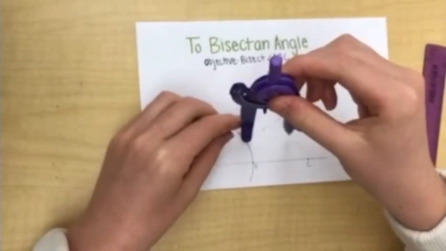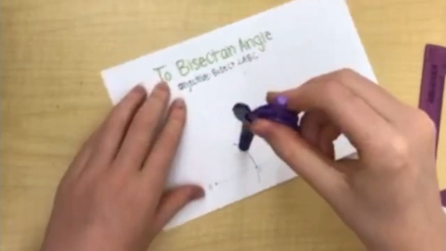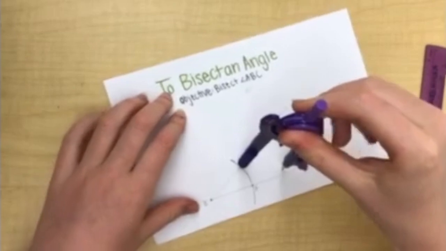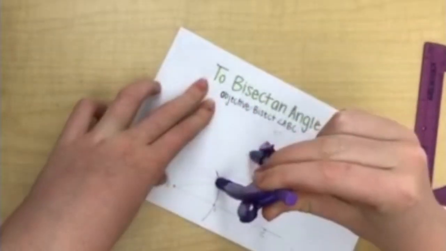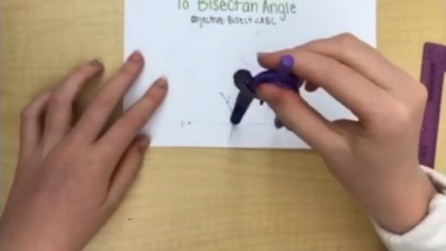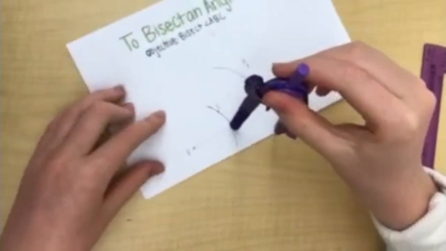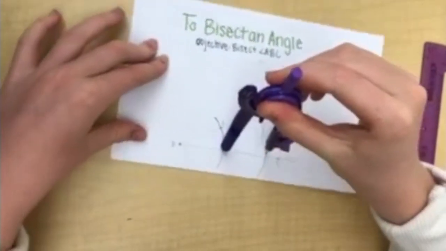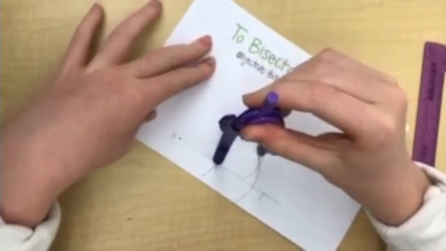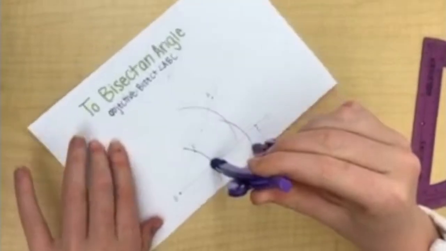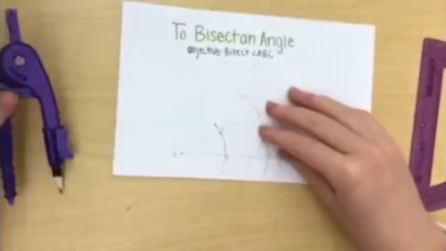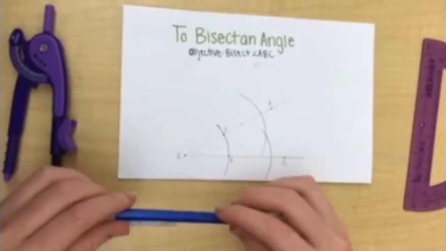Now take your compass at the same length as the arc you made on your vertex B and place it on both points E and F and create the same minor arc. Once you've done this, you will have a new point of intersection between both other minor arcs. This point I labeled point D.